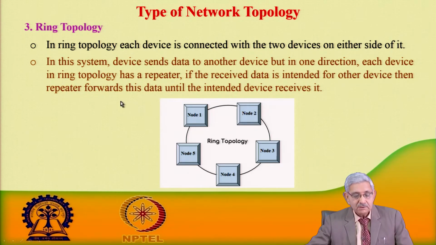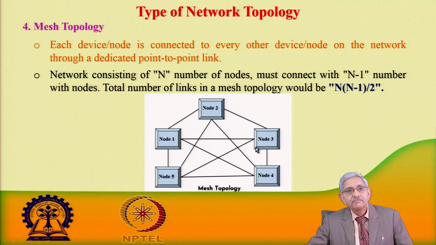Each device in a ring topology has a repeater. If the received data is intended for another device, then the repeater forwards this data until the intended device receives it. So this is the way the ring topology works.